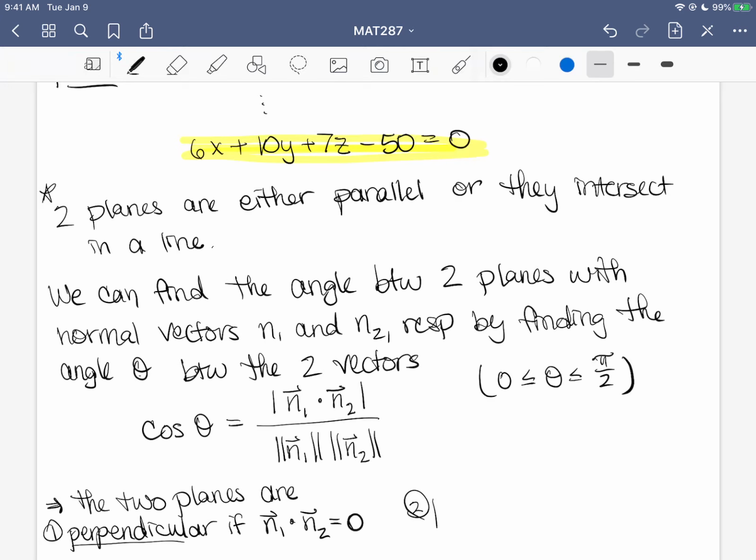And they'll be parallel. Well, they're parallel if their normal vectors are parallel, right? And those normal vectors are going to be parallel if one is a scalar multiple of the other. So if n1 is a scalar multiple of n2.